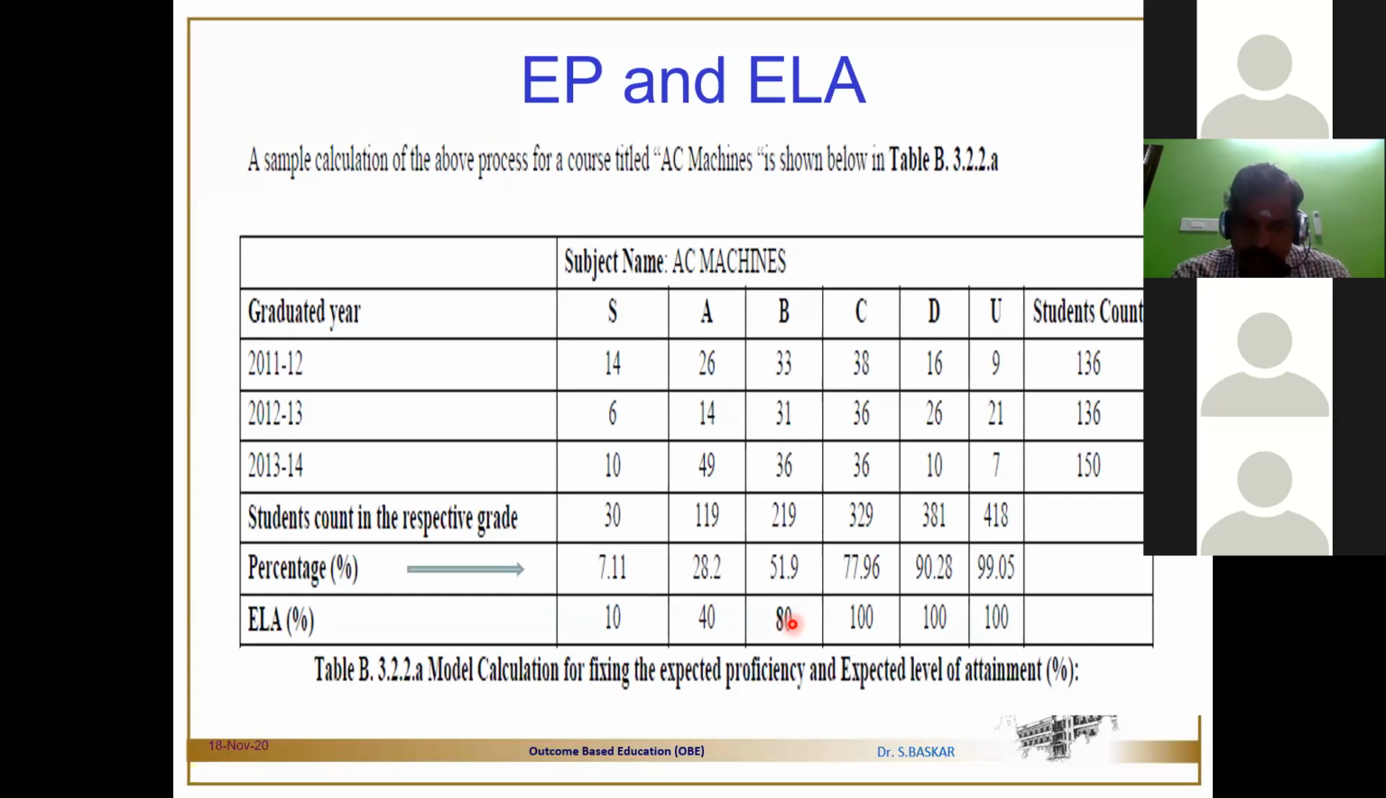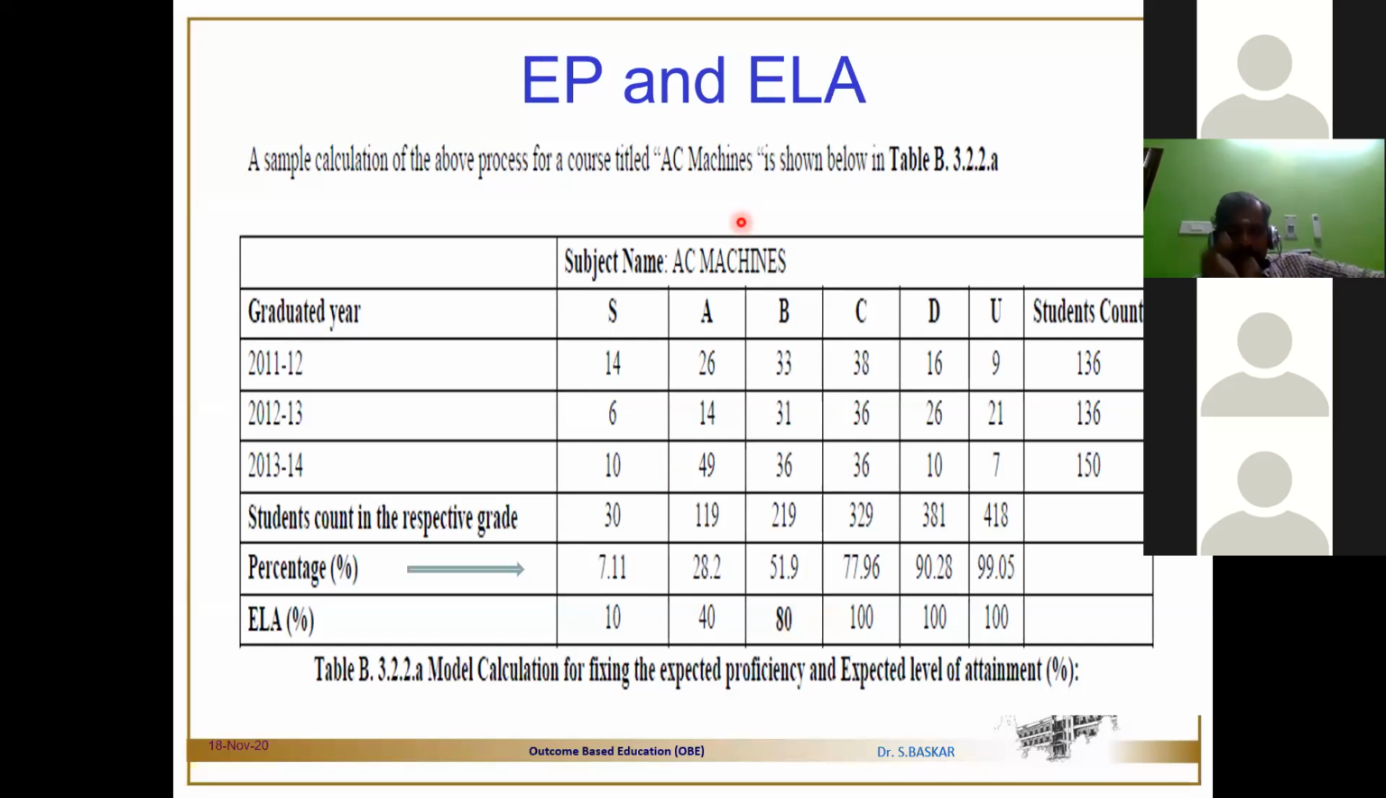Even in most accreditation visits, the evaluator will ask, how did you fix EP and ELA? It's a very, very straightforward question. If you say we have fixed it randomly without any justification or scientific methodology, it is very, very difficult to convince the evaluators. Therefore, in our college, we have worked out a systematic methodology based on the previous year data.